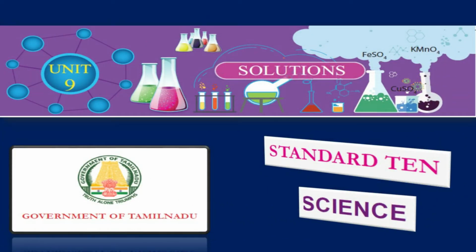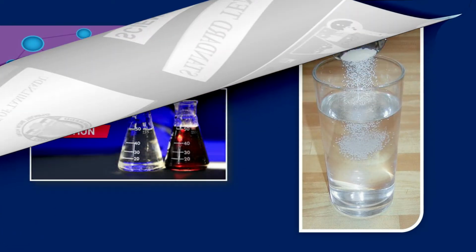Unit 9 Solutions. Learning Objectives. After studying this lesson, you will be able to define solution, recognize the types of solutions, analyze the factors influencing solubility, explain the various modes of expression of concentration of solution, and calculate the solubility of solutes in solvents.